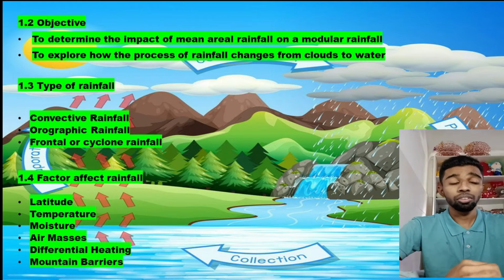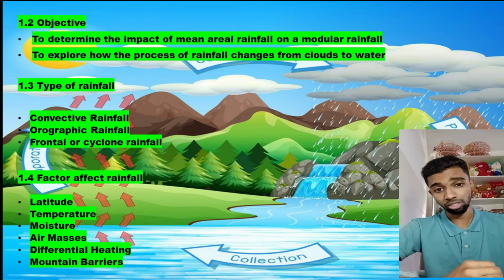The objective of this research is to determine the impact of mean areal rainfall on a moderate rainfall. Number two, to explore how the process of rainfall changes from cloud to water.